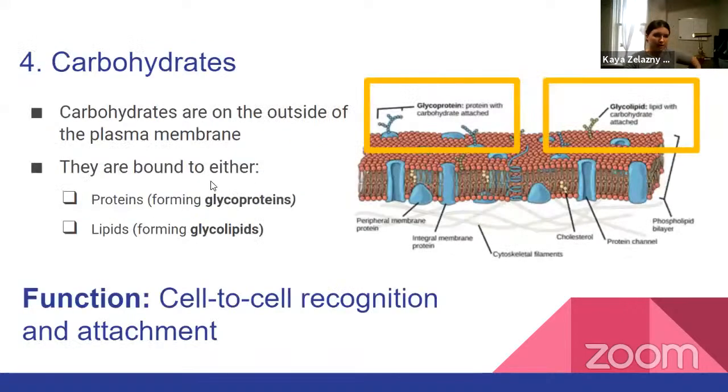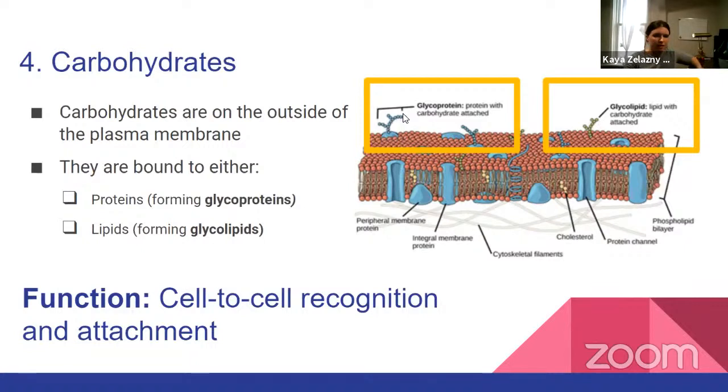Okay. Our final group are carbohydrates. So carbohydrates basically can get tacked on to our different molecules in our cell membrane on the outside. So they're mainly focused on cell-to-cell recognition and attachment, so your body knows what type of cell we're looking at. And they're either going to get bound to one of these proteins, right?